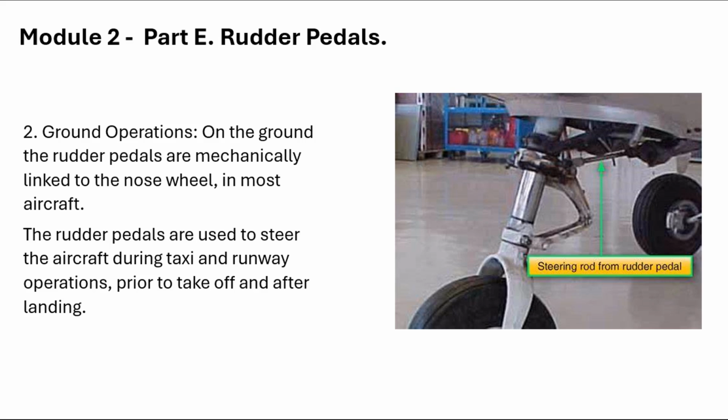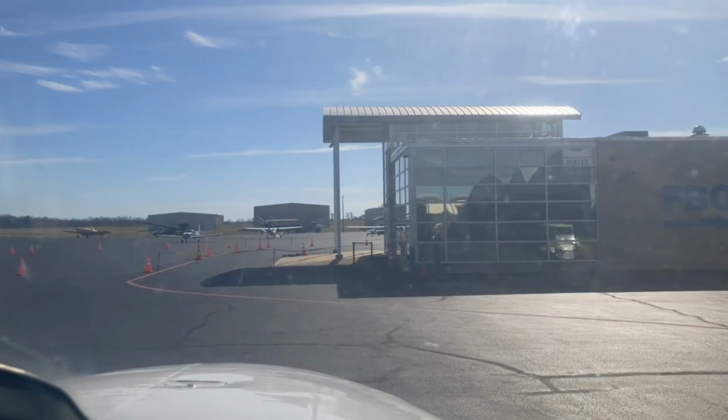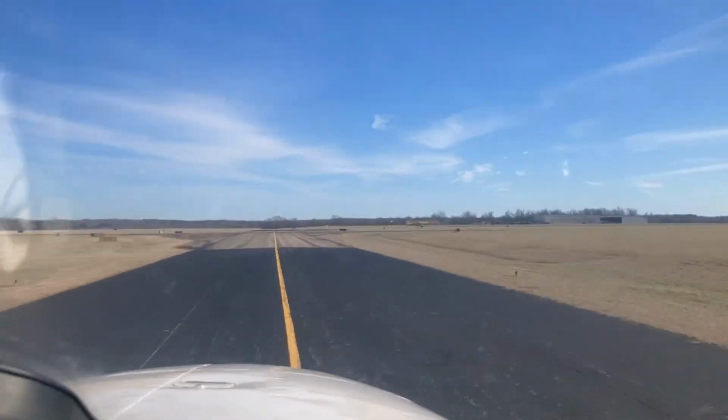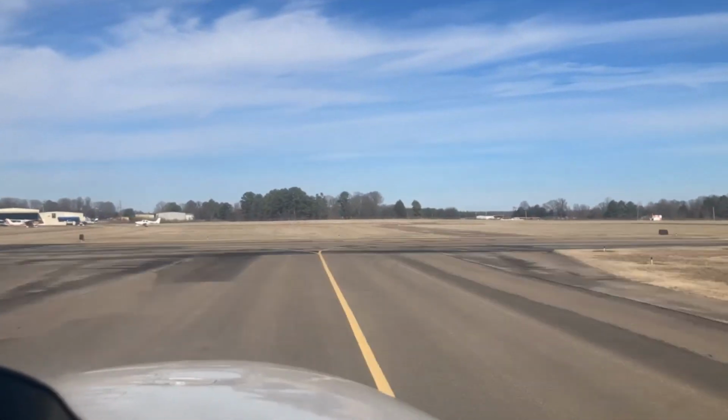2. Ground operations. On the ground, the rudder pedals are mechanically linked to the nose wheel in most aircraft. The rudder pedals are used to steer the aircraft during taxi and runway operations prior to takeoff and after landing.